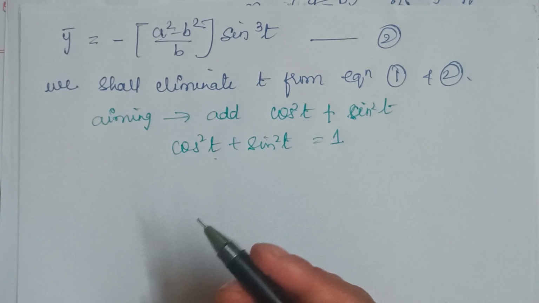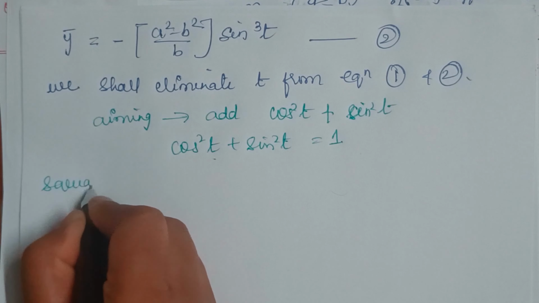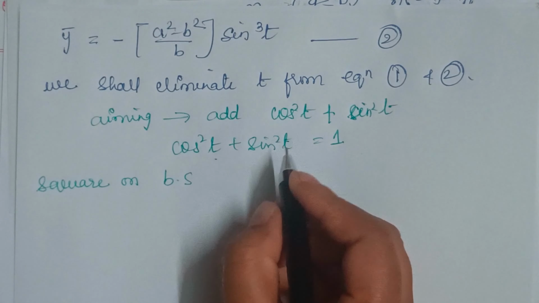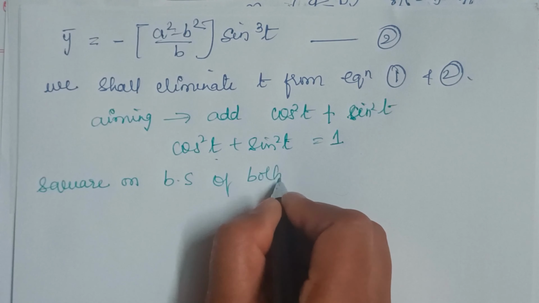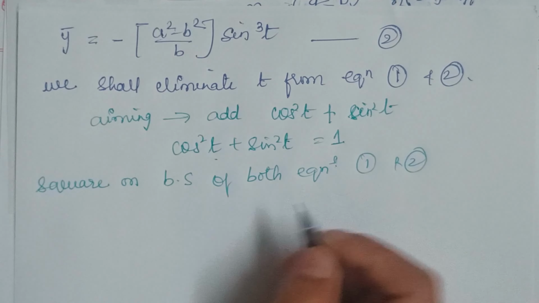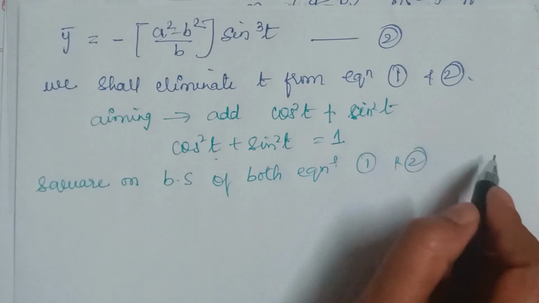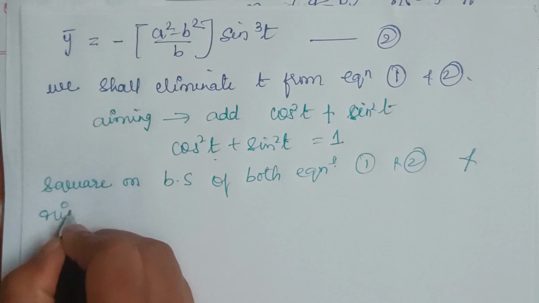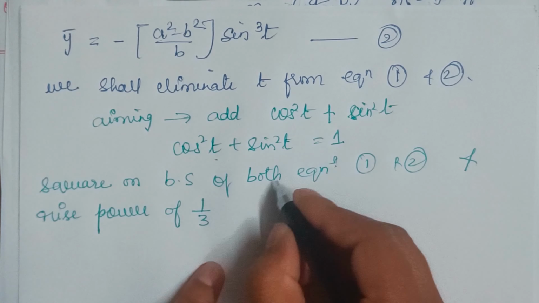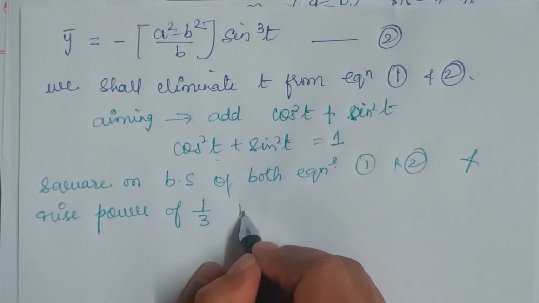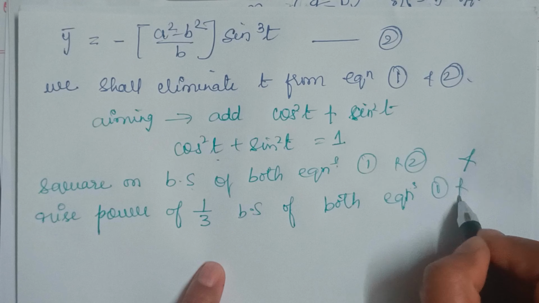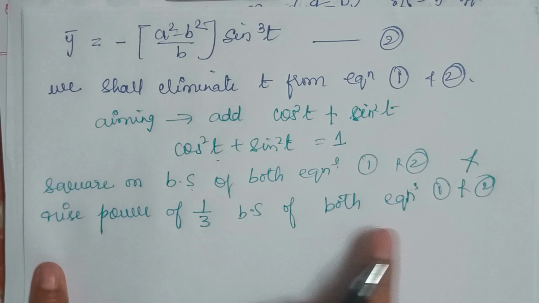So in order to do this, what I can do is square both sides of both equations 1 and 2, and raise to the power of 1 by 3 both sides of both equations 1 and 2. I hope this is clear. I'll tell you what I mean by this.